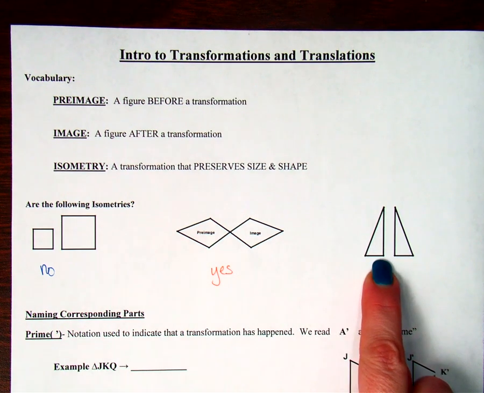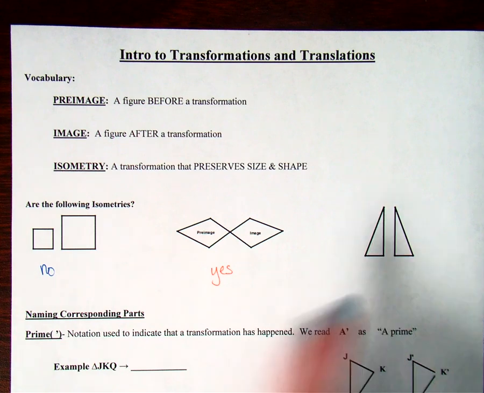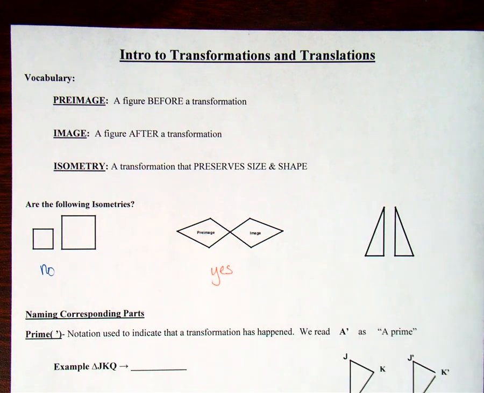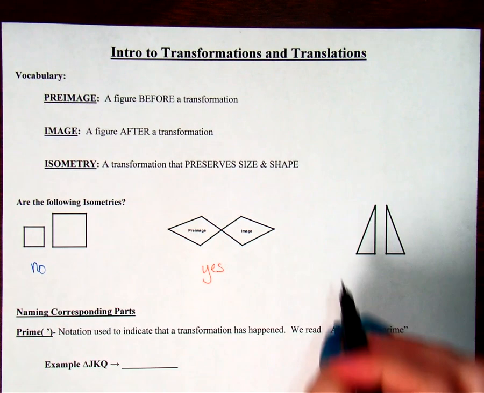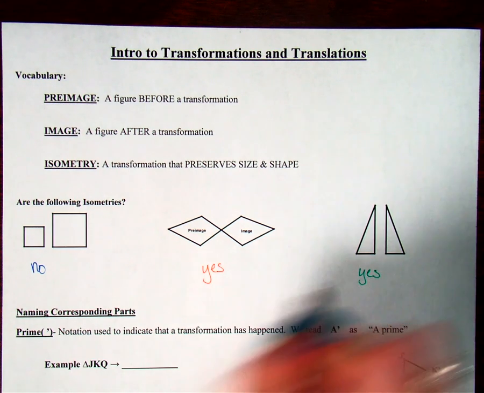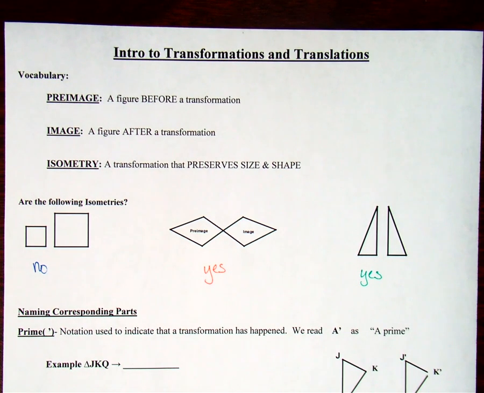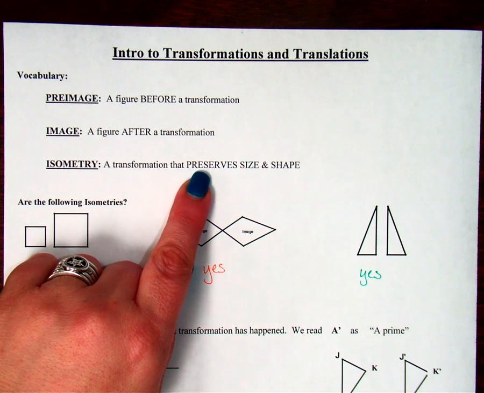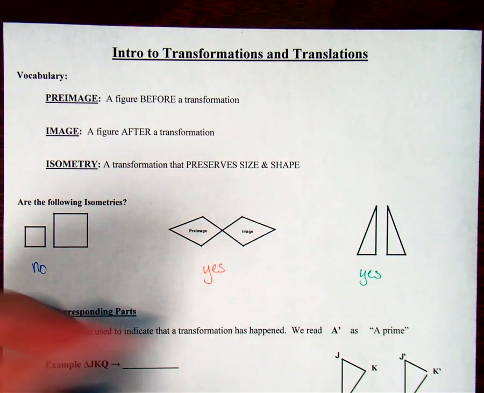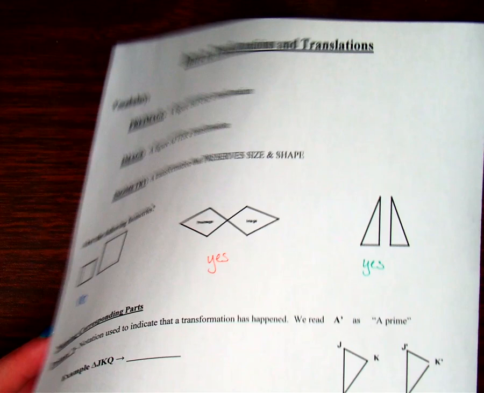And then the last one, I have these two triangles here, and again it appears as though those two triangles are the same size and the same shape. One's just been flipped over. So we're going to say yes, these are isometries. So again, an isometry preserves size and preserves the shape.